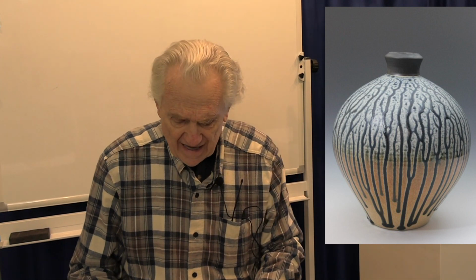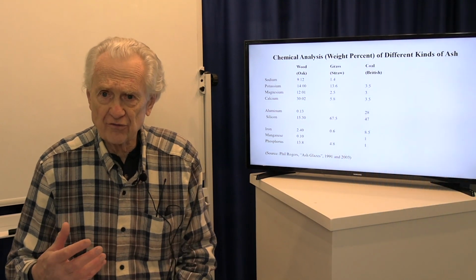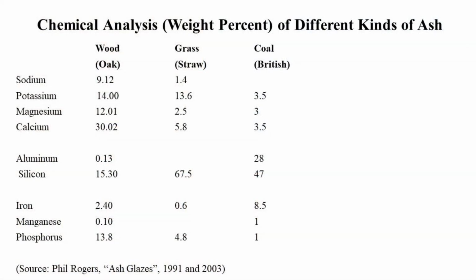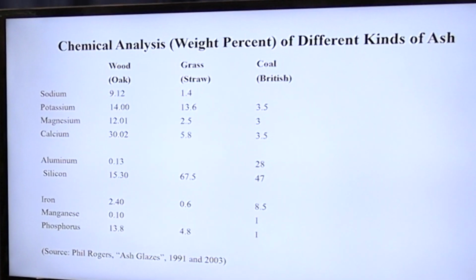Let's talk a little bit about ash. There are different kinds of ash, or if you want to think of it as the residues from burning, and there are three general categories. There's wood ash, and there's grass ash, things that are in the grass family, and then there's coal ash. One of the differences is that wood ash is very high in fluxes.